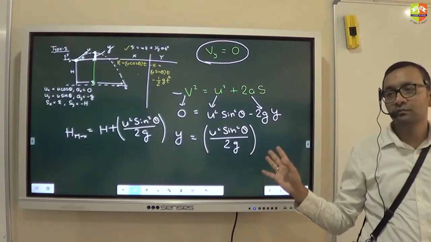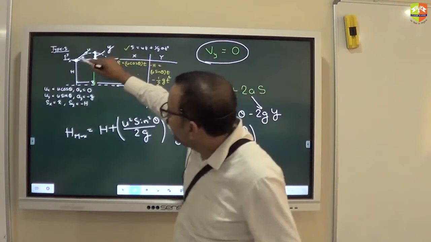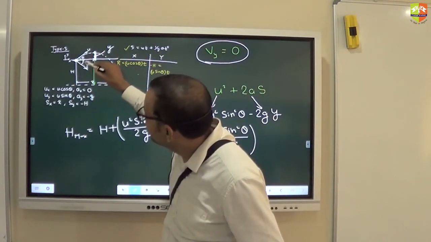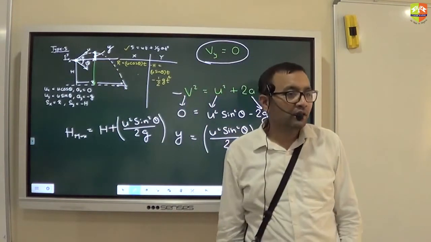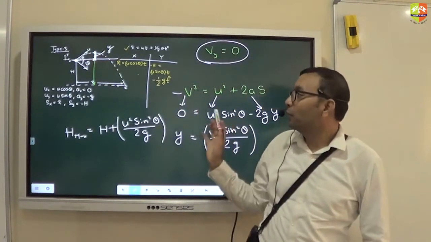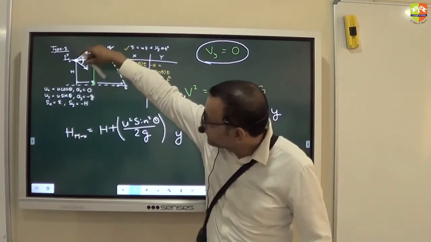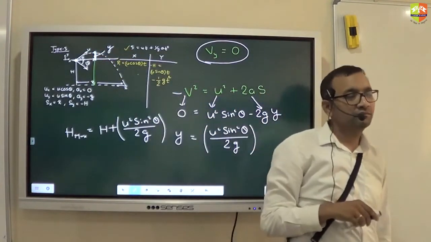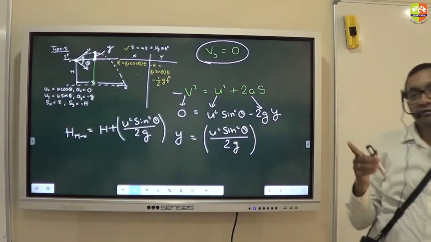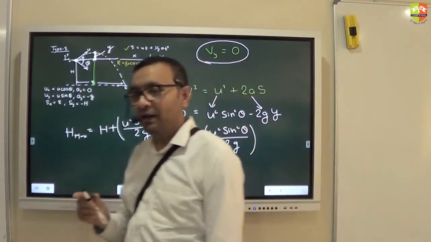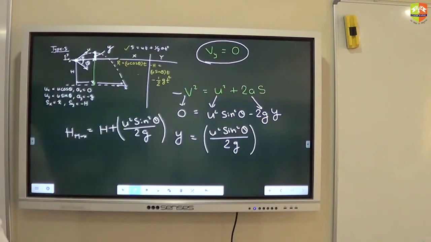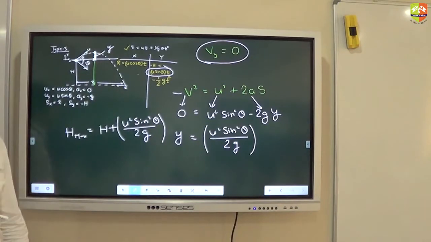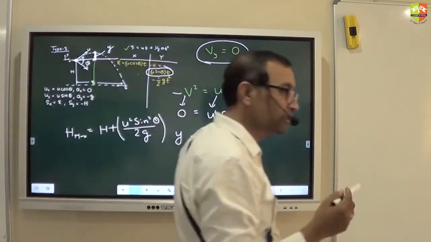Any doubts? Now tell me, what if it is thrown down at an angle theta? What will be the change? What will be the difference now? If I throw it like this, rather than throwing up at angle theta, I am throwing it down at angle theta. Initial velocity along the y-axis will be negative. That's the only change. So here, there will be minus u sin theta into t. Understood? That's the only change.